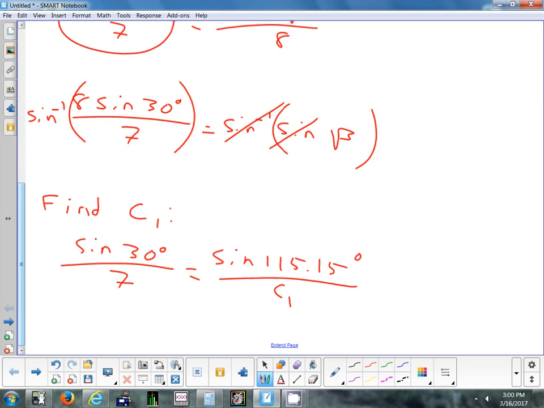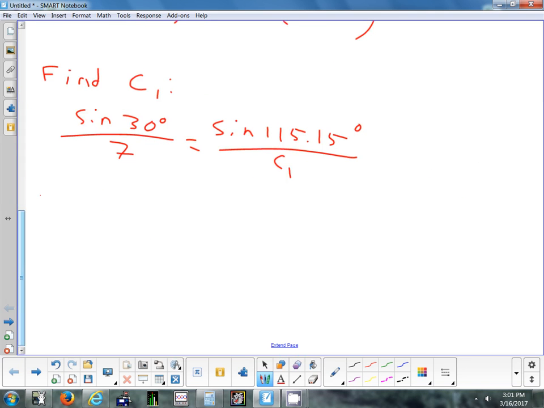And you'd cross multiply, and then you could solve that for C1. So C1 would be 7 times the sine of 115.15 divided by sine 30. You just type that in. So now let's make sure we can set it up for C2. How would it start off for C2?